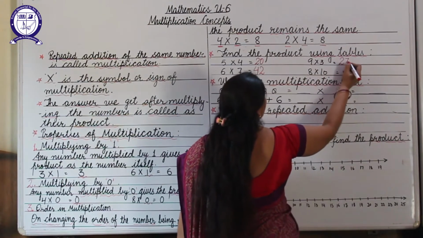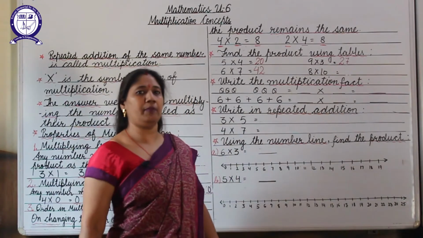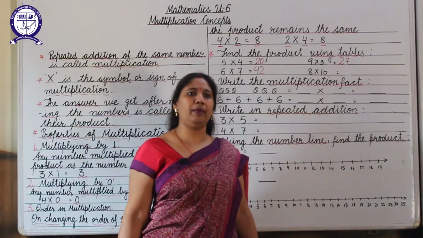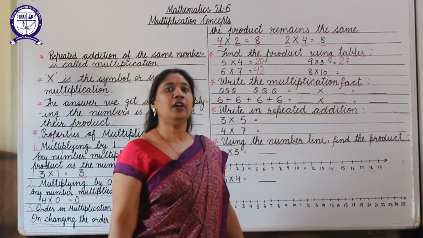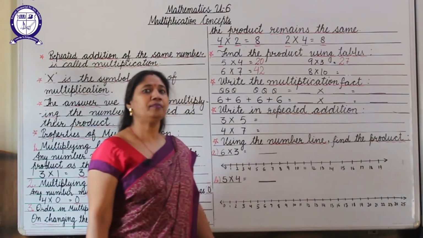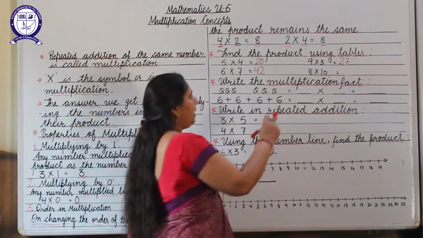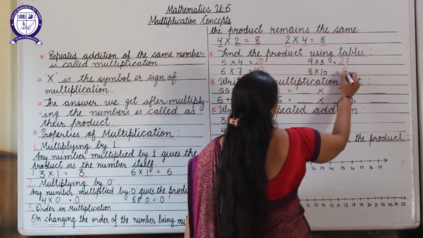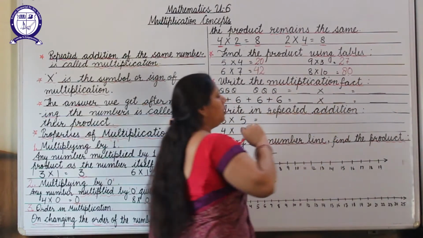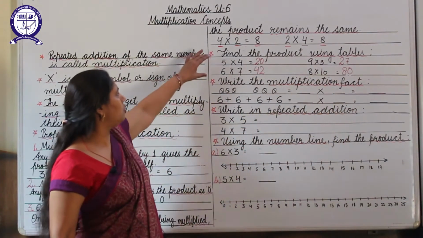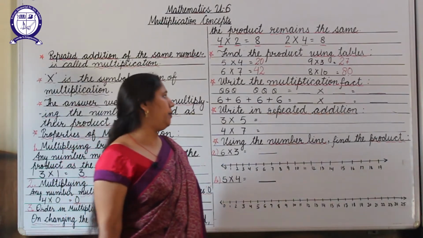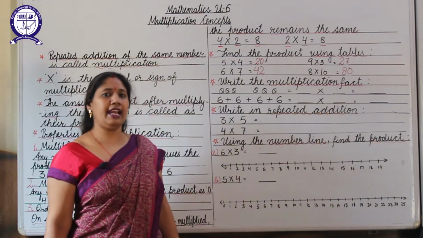Very good. You have to learn the tables by heart, beta. If you have not learned the tables, you cannot do the sums of multiplication. These are based on tables. 8 tens are 80. So we have to solve these sums using tables. Let's come to the next topic.